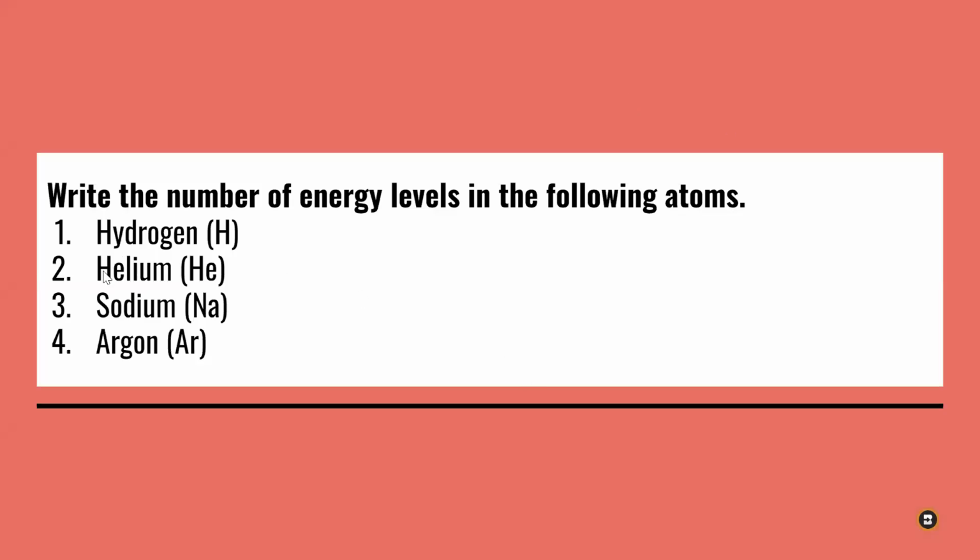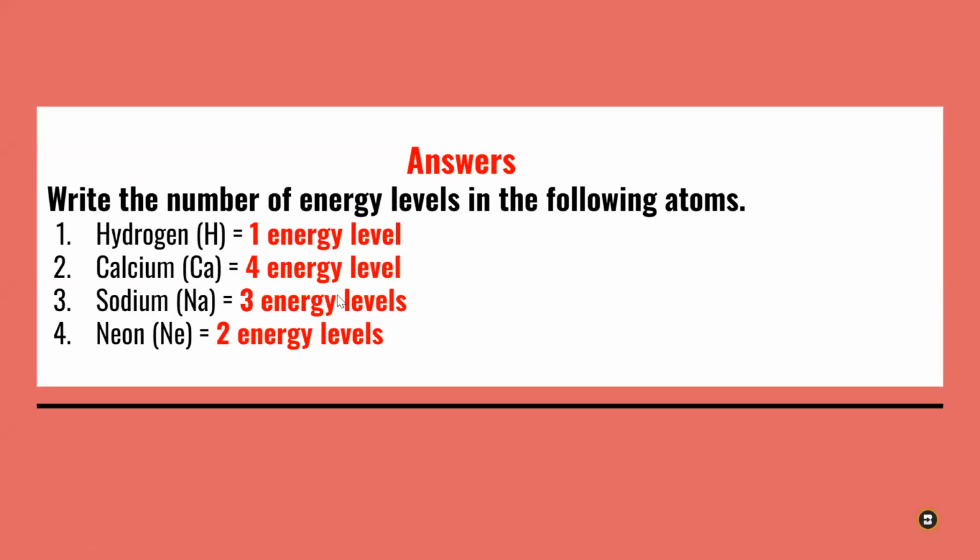So with that, we can look at this, get your periodic table out, and write the number of energy levels for each of these. How many energy levels? Please pause the video, get out your periodic table, and get your answer. So hopefully you did. Hydrogen is 1 energy level, calcium is 4 energy levels, sodium is 3 energy levels, neon is 2 energy levels. Hopefully you got that right.